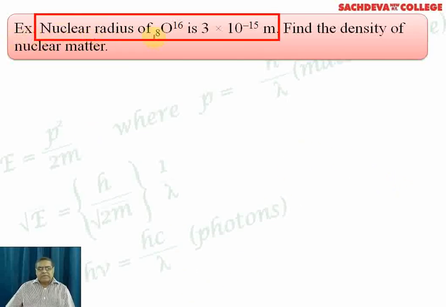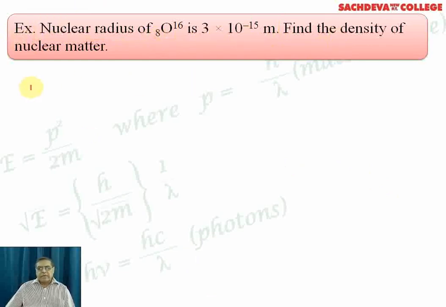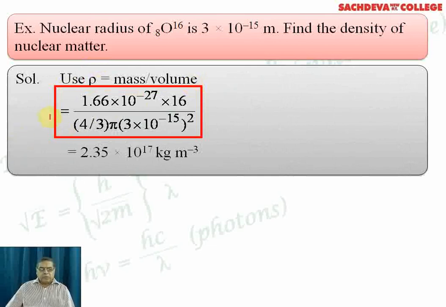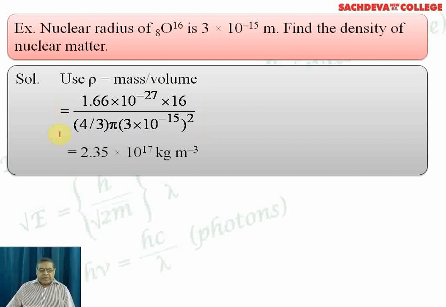Now there are certain examples. The nuclear radius of oxygen is given to us. Find the density of the nuclear matter. So density is mass over volume. Volume is 4 over 3 pi r cube, and r can be taken as r naught A to the power 1 by 3. So the solution will be like this. Density is mass by volume, and we will compute the numbers. Mass means 16 atomic mass unit, so 16 into 1.66 times 10 to the power minus 27 kilograms, and 4 over 3 pi r cube. So pi will be 3.14 and r cube we have to take. So we will compute the value of radius and we will cube it and we will get our answer.